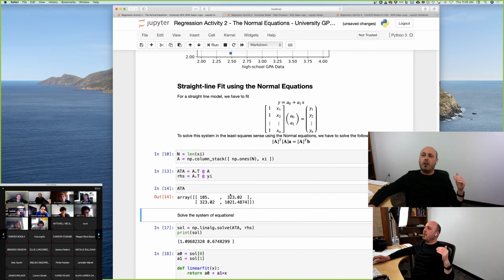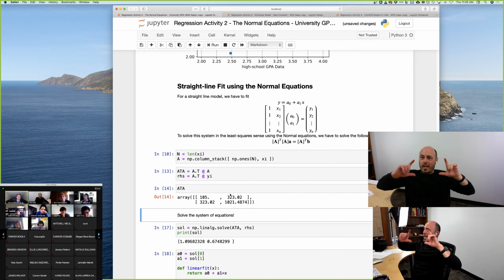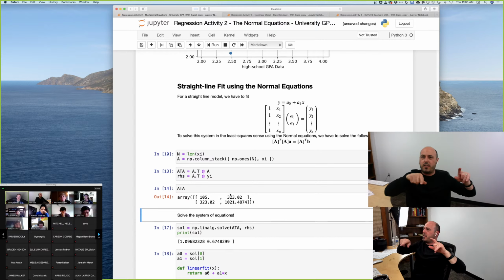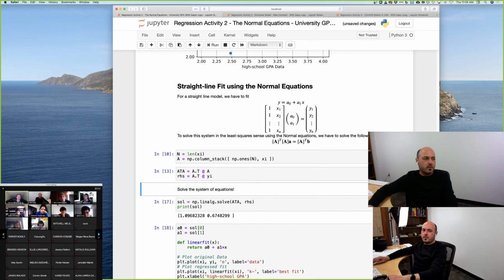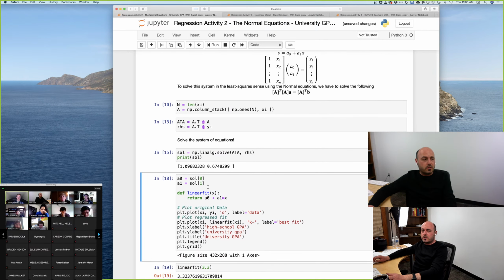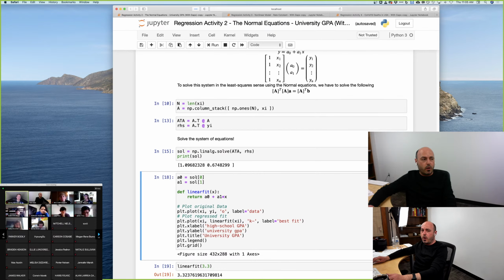Remember when we did the straight line regression in the beginning, we ended up with a system of 2 by 2. It had n and the summation of xi, the summation of xi and the summation of xi squared, right? This is it. Now, when you solve this, you get the coefficients A0 and A1.